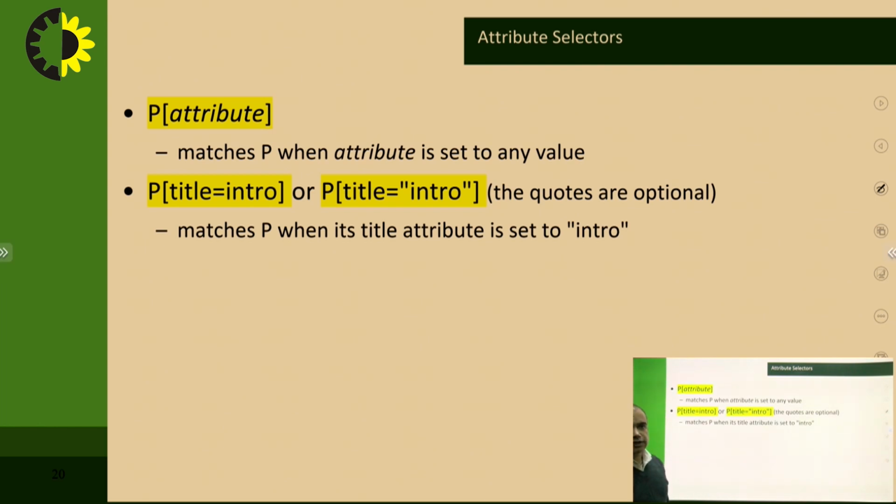Next, attribute selector. We are being more specific with an attribute. So P with an attribute matches P when the attribute is set to a particular value. So P title equal to intro, with or without quotes. The quotes are optional. So it matches P when its title attribute is set to intro.